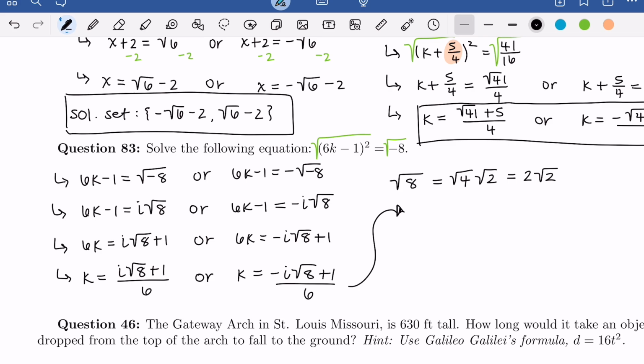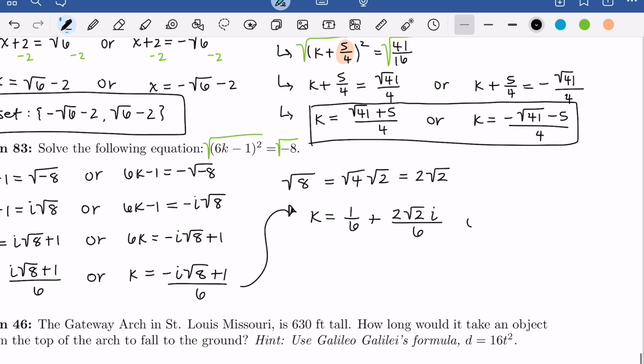We're also going to rewrite these so that we have our real part plus our imaginary part. So we're going to end up with k equal to, for this first one, our real part is 1 over 6, and then our imaginary part is the square root of 8 times i, which is the same thing as 2 root 2 times i over 6.